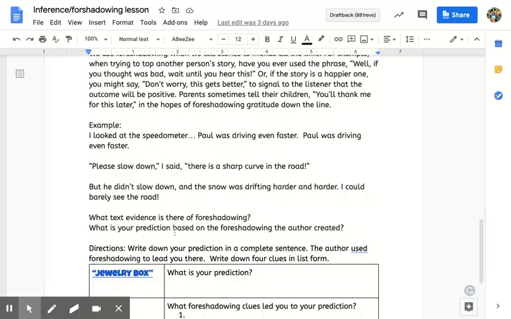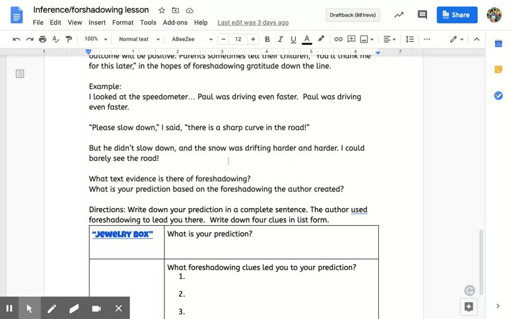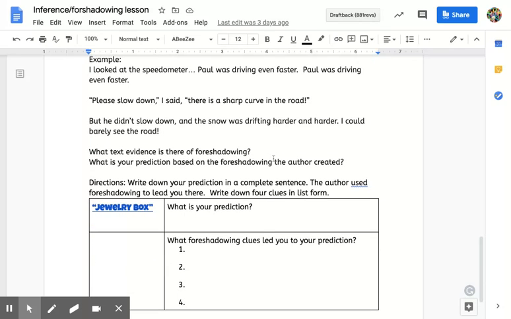So if you look at this example: I look at the speedometer. Paul was driving even faster. Please slow down, I said. There's a sharp curve in the road. But he didn't slow down, and the snow was drifting harder and harder. I could barely see the road. What text evidence is there of foreshadowing? What is your prediction based on the foreshadowing the author created?